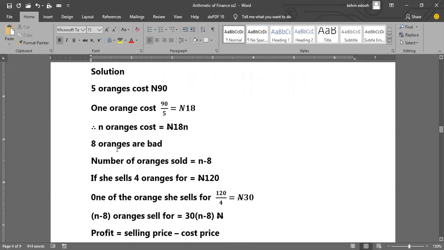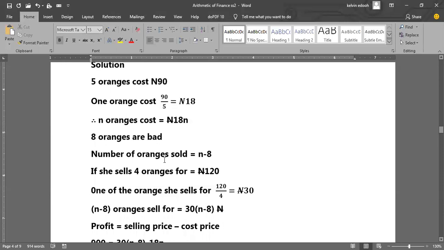So now we are told that 8 of the oranges are bad. If 8 of them are bad, that means the quantity she will sell will be n minus 8. Now, we are told she sells them at 4 oranges for 120. That means she's selling one of them at 30 naira. That is 120 divided by 4, which is 30.